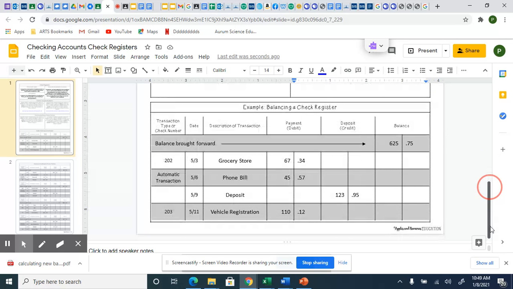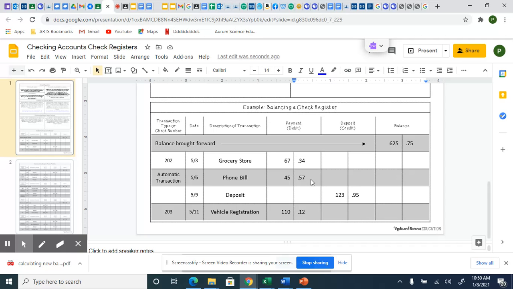But now this is a check register. If you're writing checks, you go in and put your starting balance here and then you write the check. Or it's any automatic transaction, like the ATM. I took money from the ATM. And then you write down who you made it to and for how much money.